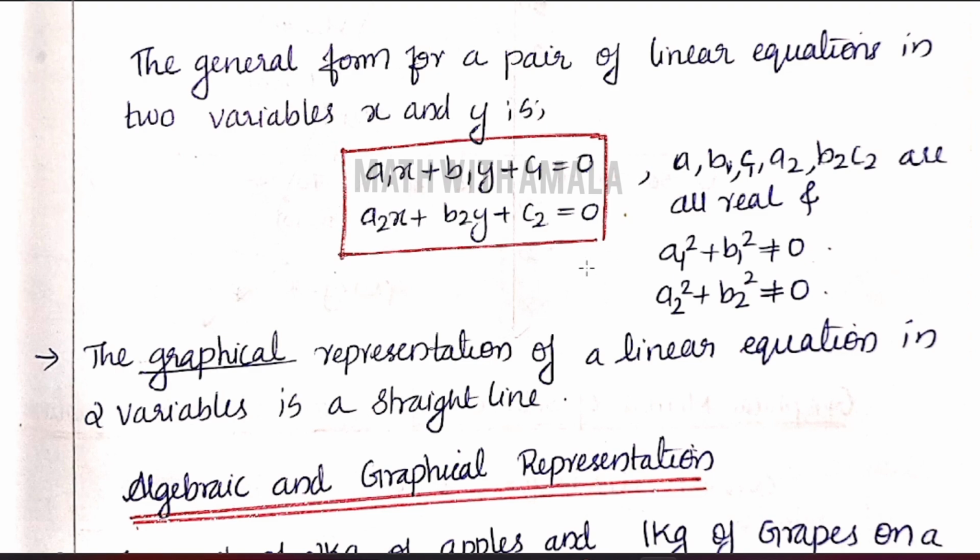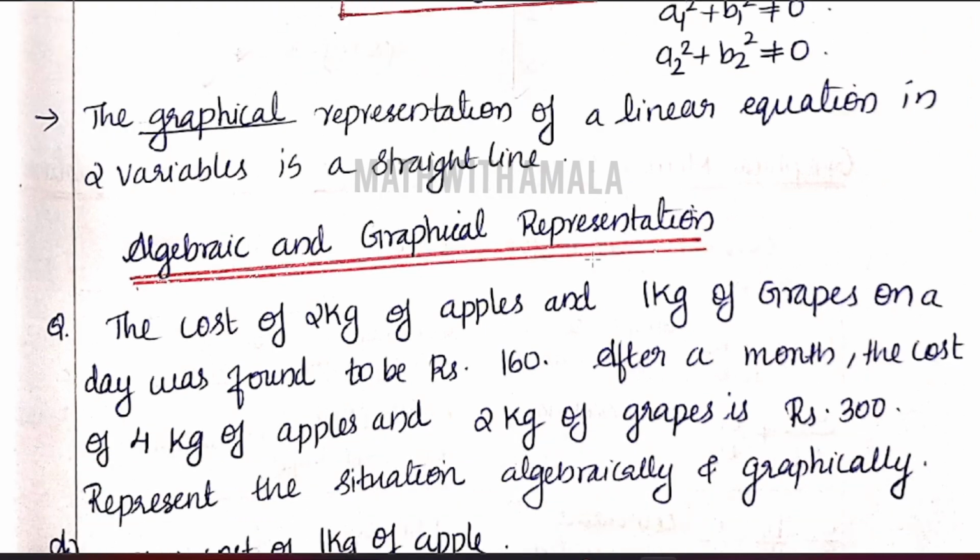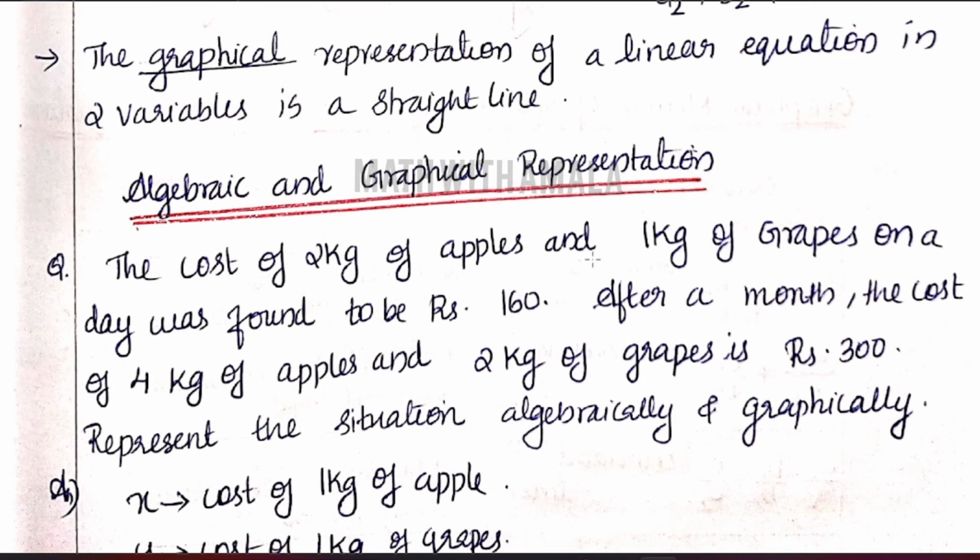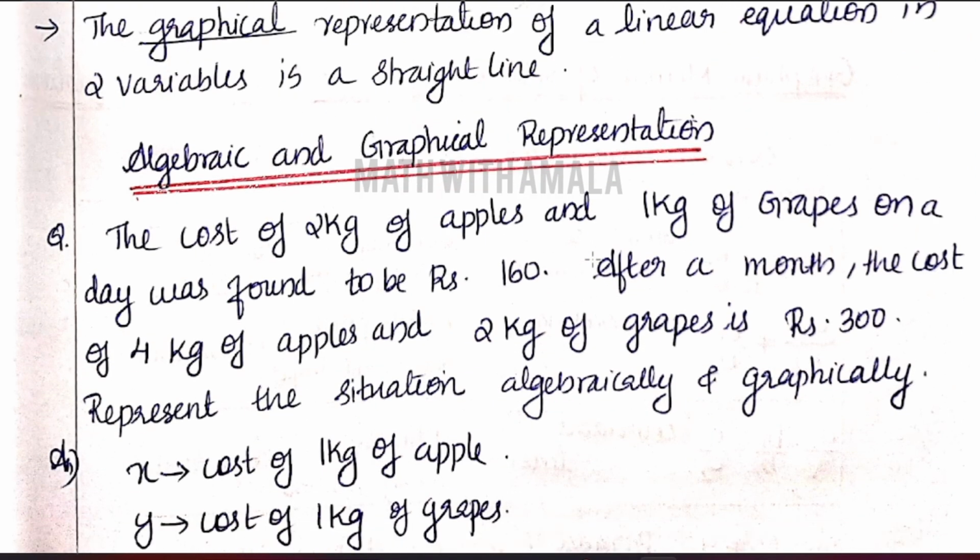The graphical representation of a linear equation in two variables is a straight line. As we have discussed before, it is a straight line when we represent it in the graph. There are two kinds of representations of a linear equation, algebraic and graphical. So this will be asked in the question.